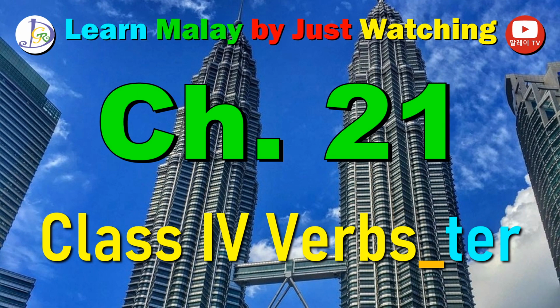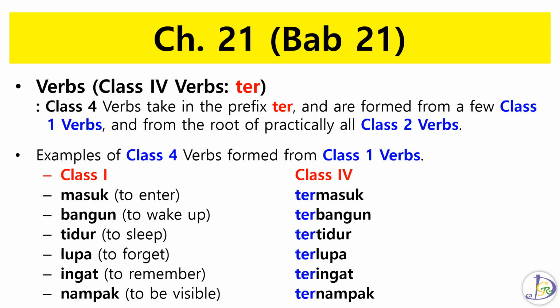Today we are going to chapter 21. I'm going to explain about class 4 verbs, ter. Chapter 21, or bab 21. Class 4 verbs take in the prefix ter and are formed from a few class 1 verbs and from the root of practically all class 2 verbs. Examples of class 4 verbs formed from class 1 verbs.